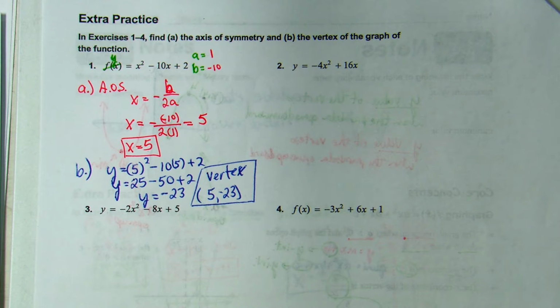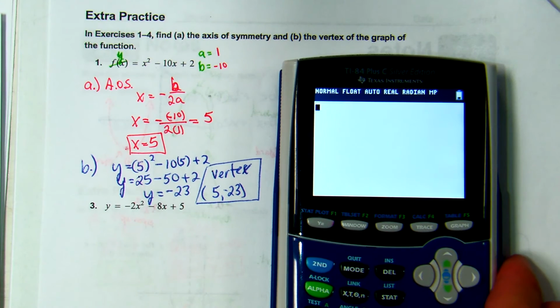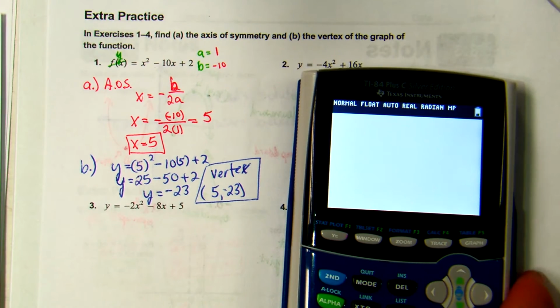All right, and now that you know how to do it manually, let me show you how to do it on the calculator. As we mentioned before, the calculator is going to be your best friend when it comes to testing and checking your homework, because I can actually use it to find the vertex and the axis of symmetry.